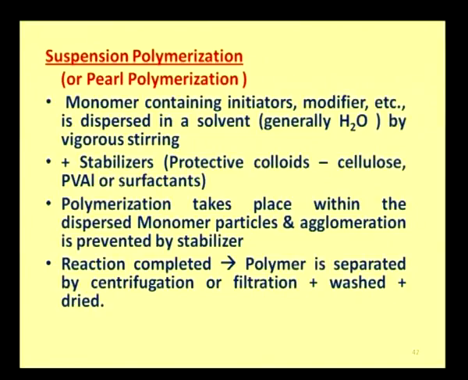The difference between the emulsion and this type of polymerization is that in that you have to maintain a critical micelle concentration with the help of the emulsifying agent, whereas in this case the monomer containing the initiator, modifier, everything is dispersed within the aqueous medium, and a stabilizer is particularly added to prevent the agglomeration of the monomer particles throughout the system.